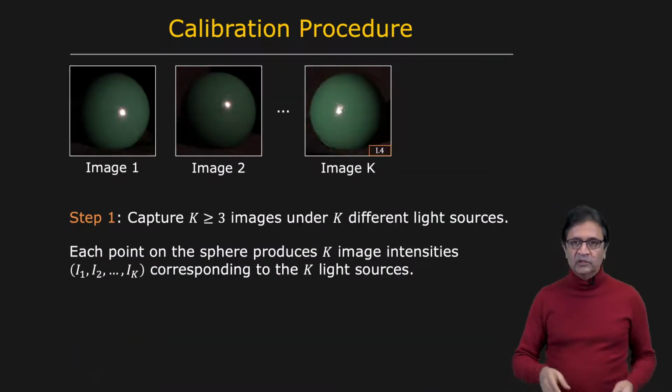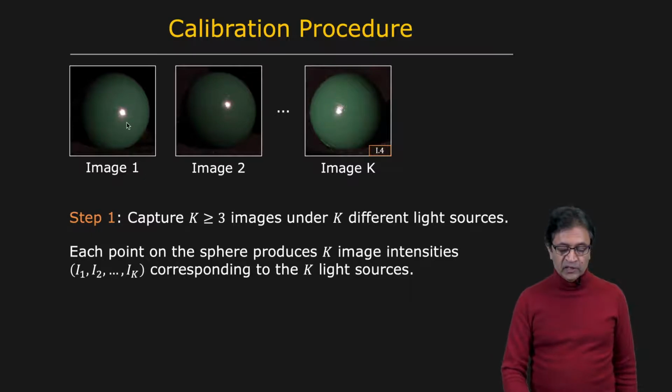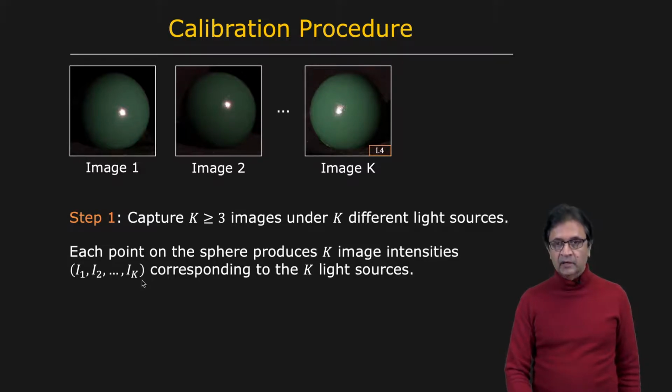So what we do is we take a set of images with the same light sources we're going to use on the object during photometric stereo. We're going to take a set of images of this calibration object. In our case, we're going to use a sphere. And the sphere, once again, has been painted with the same material, or it's made of the same material. And now we have, at each point on the sphere, corresponding to the K light sources, K image intensity values, I1 through IK.